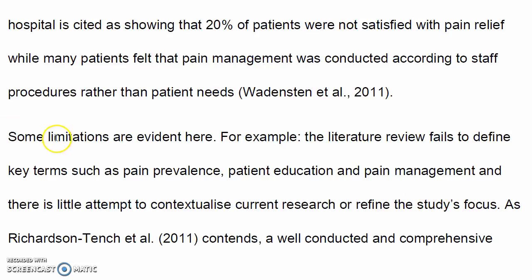This is really good here. Some limitations are evident here. For example, the literature review fails to define key terms such as pain prevalence, pain education, and pain management, and there is little attempt to contextualize current research or refine the study's focus. Now, that critique is why this student's picking up quite a nice mark. He's just jumped into the distinction. He's not close to a high distinction, but he's done well.